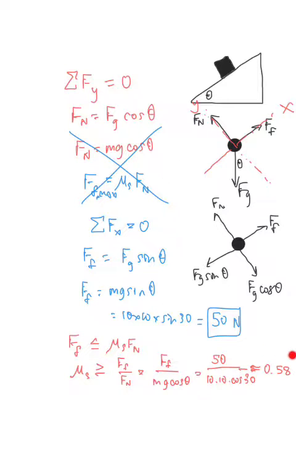But if 0.58 is a valid coefficient that works, any coefficient that's bigger than 0.58 but still less than 1 would also work. So the answer for part D, what we're going to say is that μs is between 0.58 and 1.